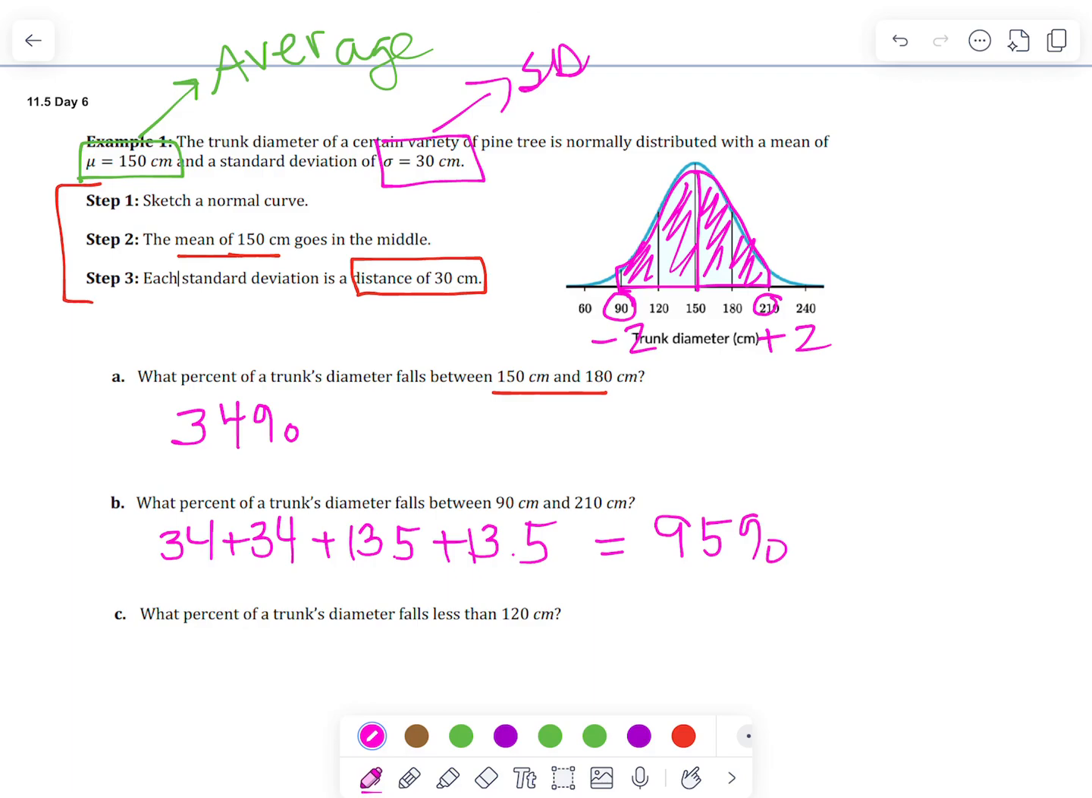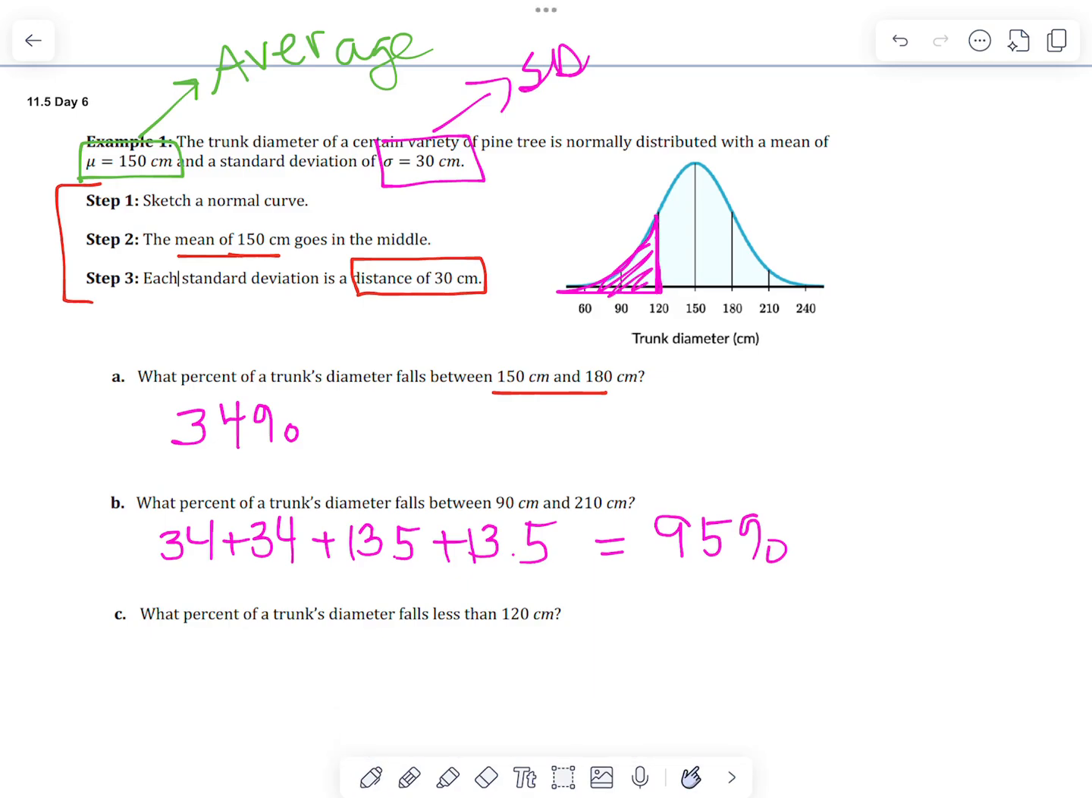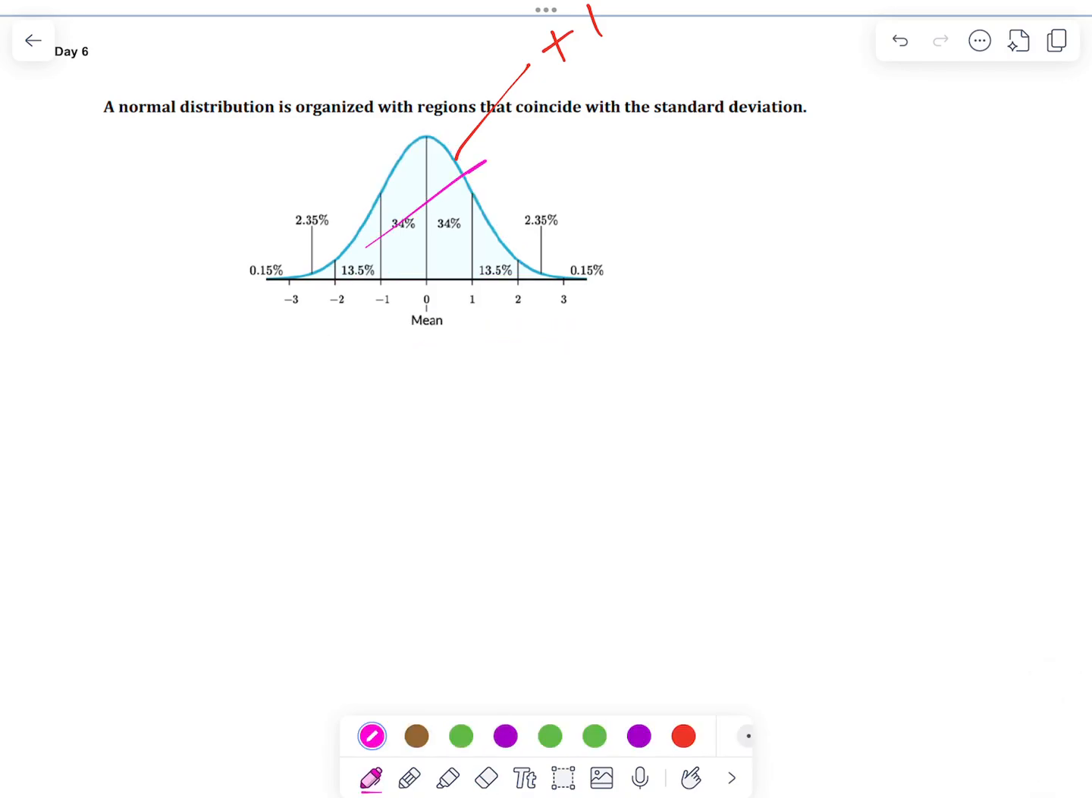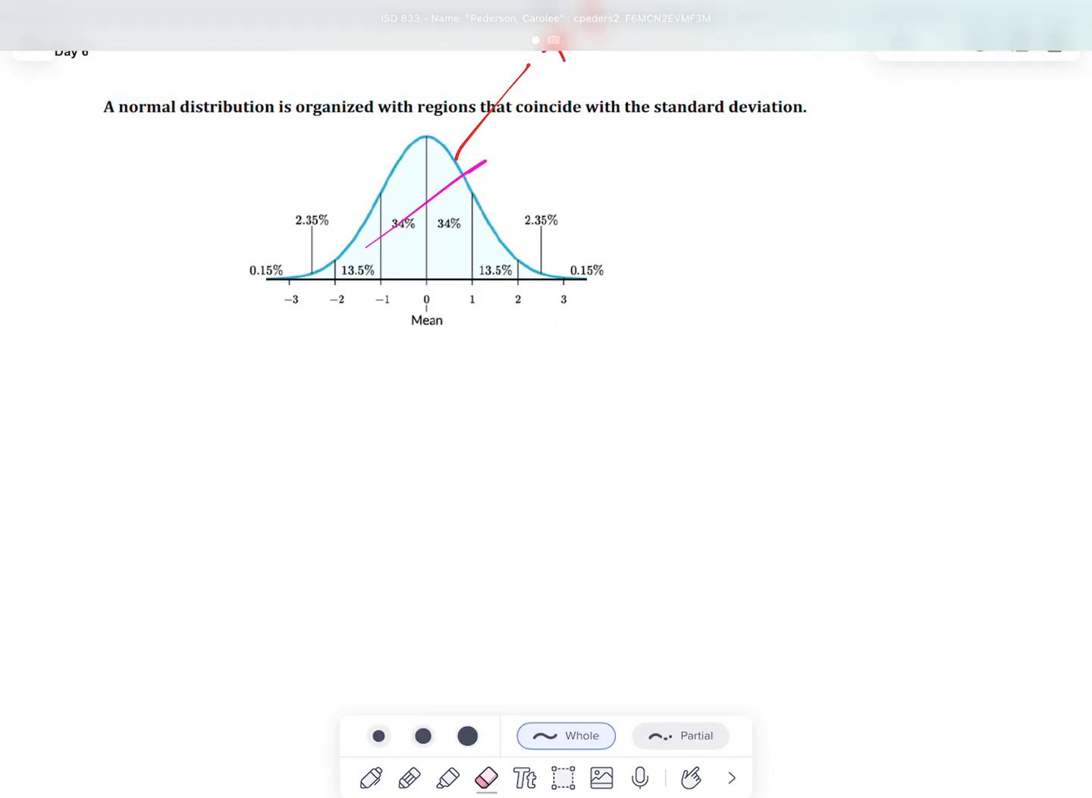C, what percent falls less than 120 centimeters? So let's erase that. Less than 120. So here's 120. And we want the area less than, so all of that. So if we go up to our chart here, it's going to erase this, erase that.